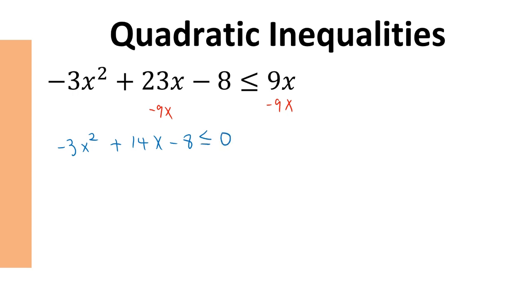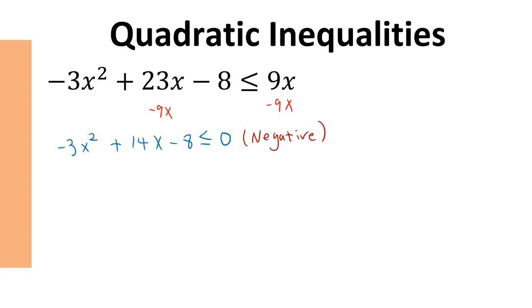Because my inequality is less than or equal to 0, I know that I want the negative part of the graph. That's the part of the parabola that is below the x-axis, where all your y values, or the result, are going to be negative, which is less than or equal to 0.